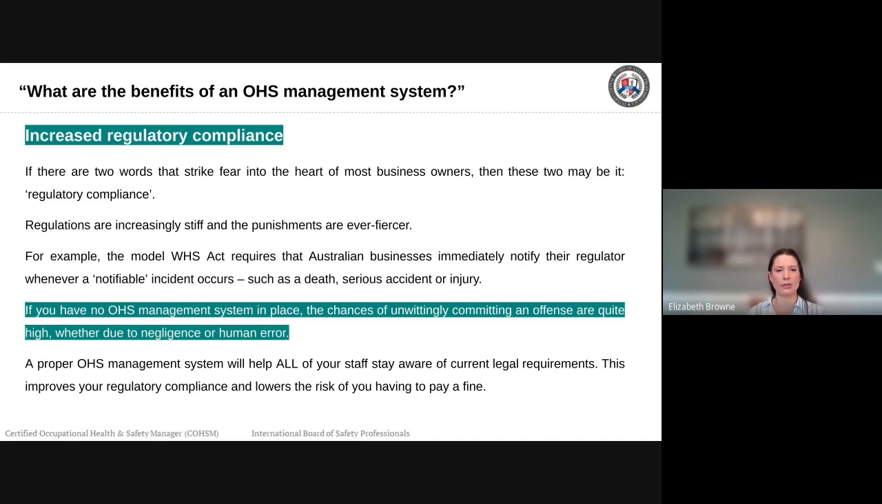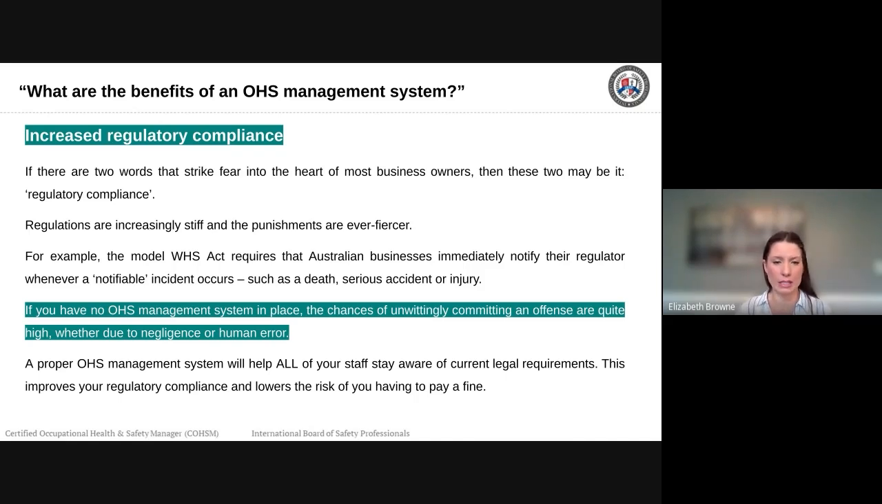Probably 7 to 10 years ago, a serious citation for a serious violation of the OSHA regulations would have resulted in up to a $15,000 penalty. And now those numbers can be upwards of $130,000. So the potential monetary punishment and penalties have gotten higher and higher just in the past 5 to 10 years.